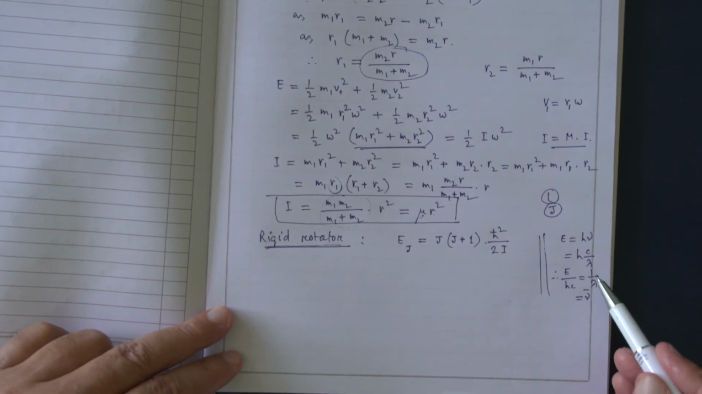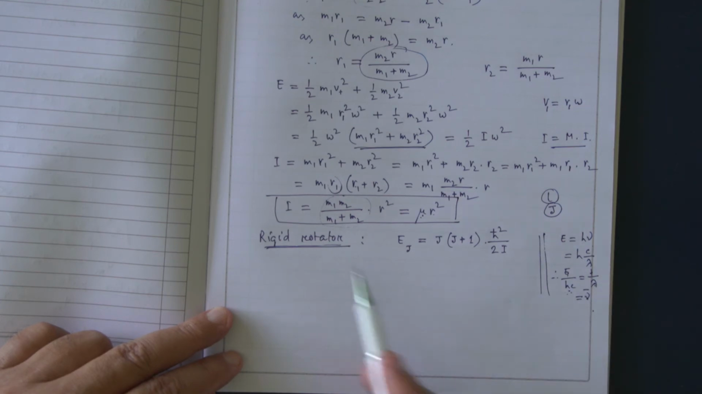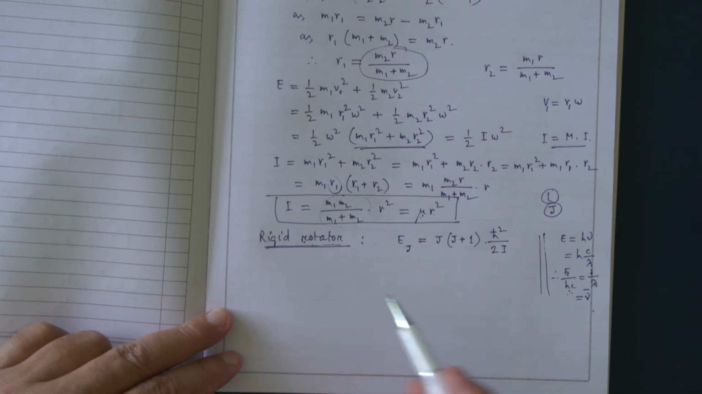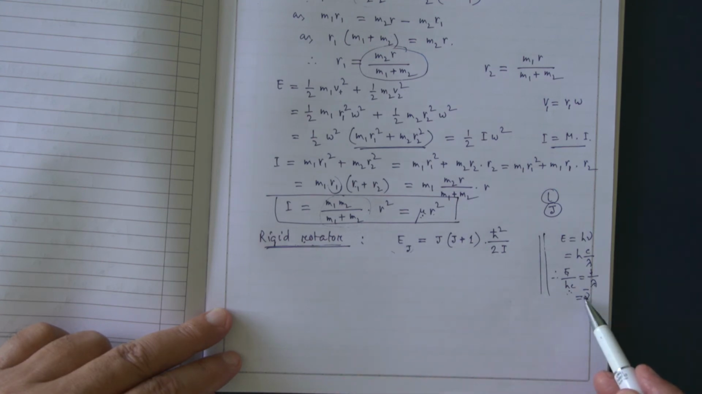Okay, 1 by lambda is equal to the wave number. So wave number equals E by hc, energy divided by hc, that will give us the wave number. In microwave spectroscopy and in IR spectroscopy, we generally express energy in terms of wave number.